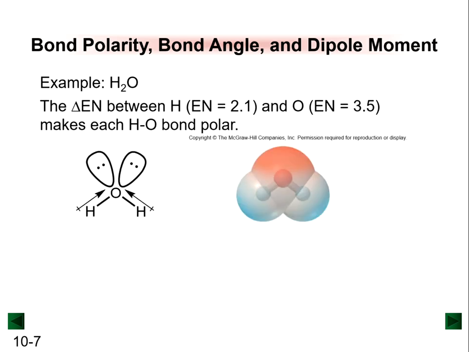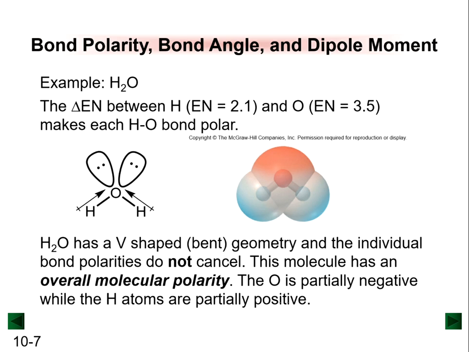H2O is another example of three atoms. In this case, the hydrogen atom is less electronegative at 2.1, and the oxygen is more electronegative at 3.5. So we expect each oxygen-hydrogen bond to be polar, and indeed they are. The oxygen end is negative.